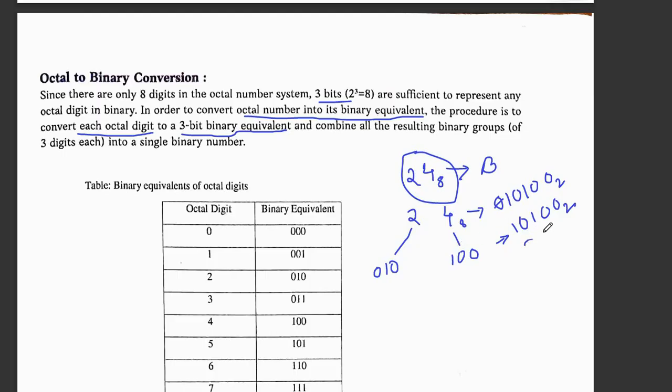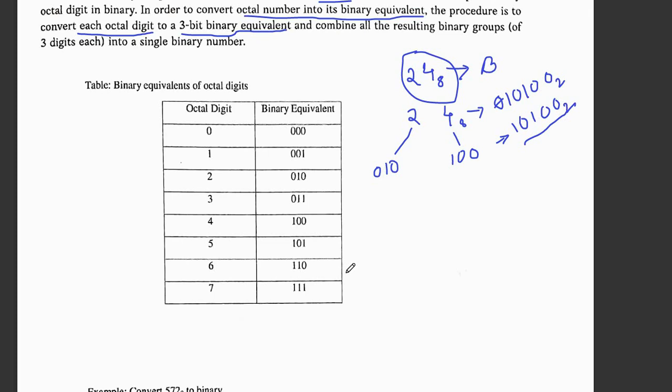So 1, 0, 1, 0, 0 to the base 2 is the answer for 24 to the base 8. Okay, so this is how we convert an octal number to binary number. Let's convert this back into octal number. 1, 0, 1, 0, 0. Okay, so how you will convert this?